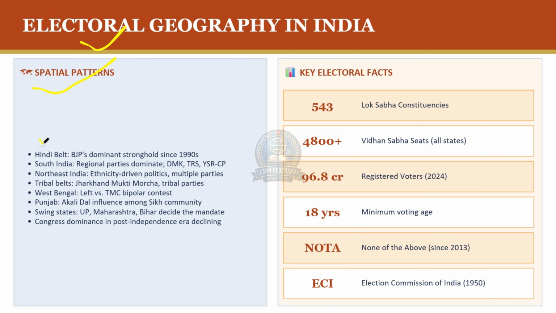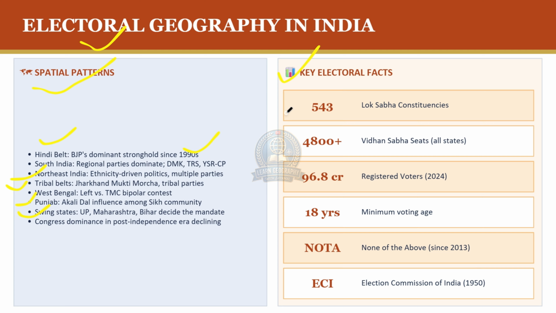Spatial patterns: Hindi belt, BJP's dominant stronghold since the 1990s. South India, regional parties dominant: DMK, TRS, YSRCP. Northeast India, ethnicity-driven politics, multiple parties. Tribal belts, Jharkhand Mukti Morcha, tribal parties. West Bengal, Left versus TMC, bipolar contest. Punjab, Akali Dal influence among the Sikh community. Swing states, UP, Maharashtra, Bihar decide the mandate. Congress dominance in the post-independence era declining.